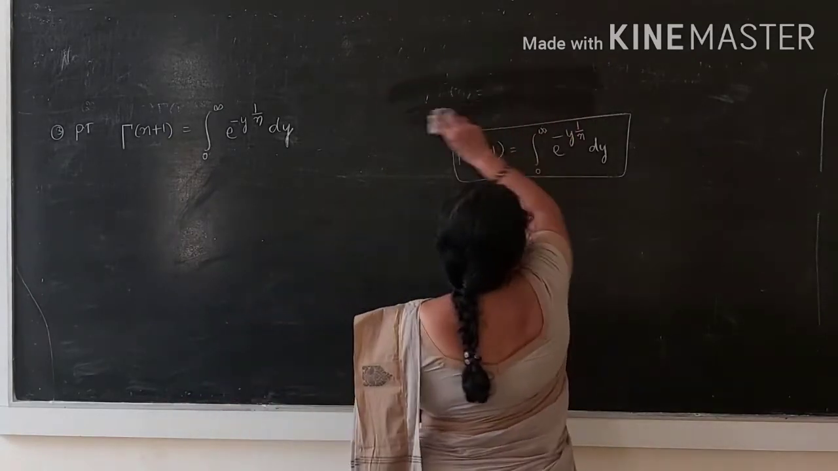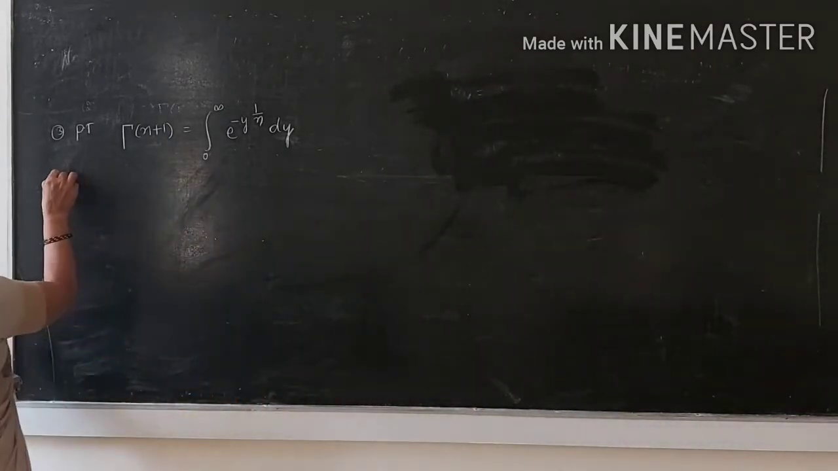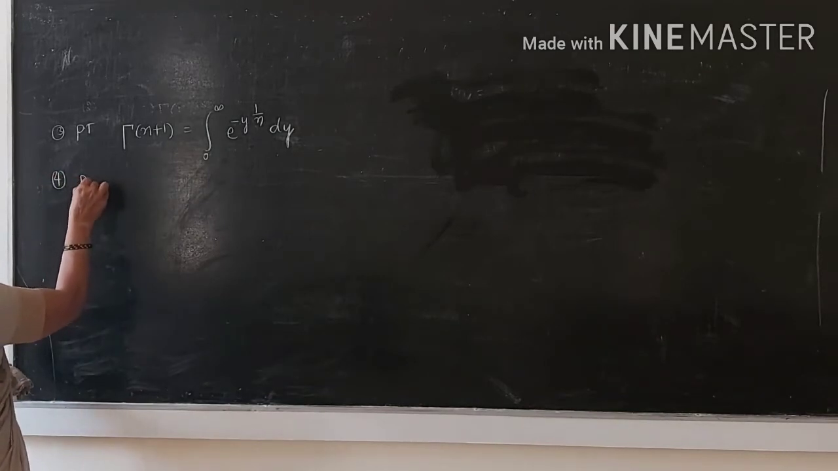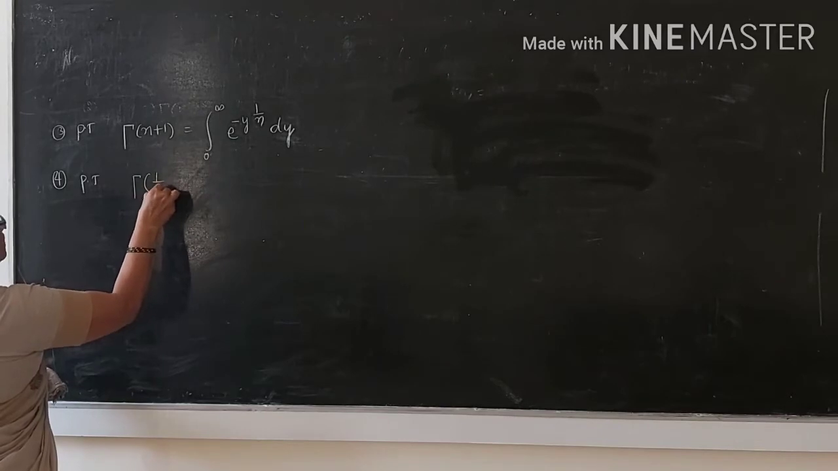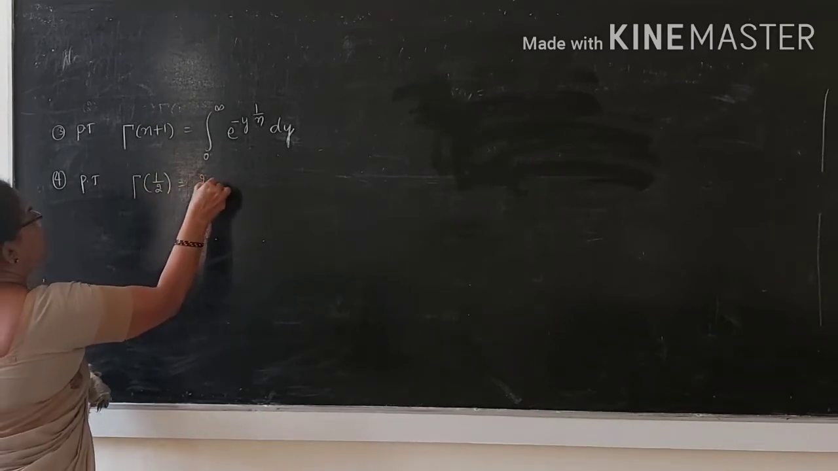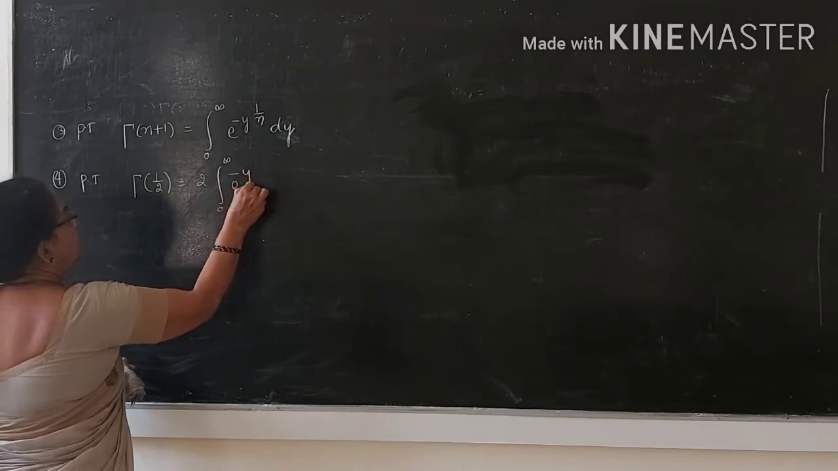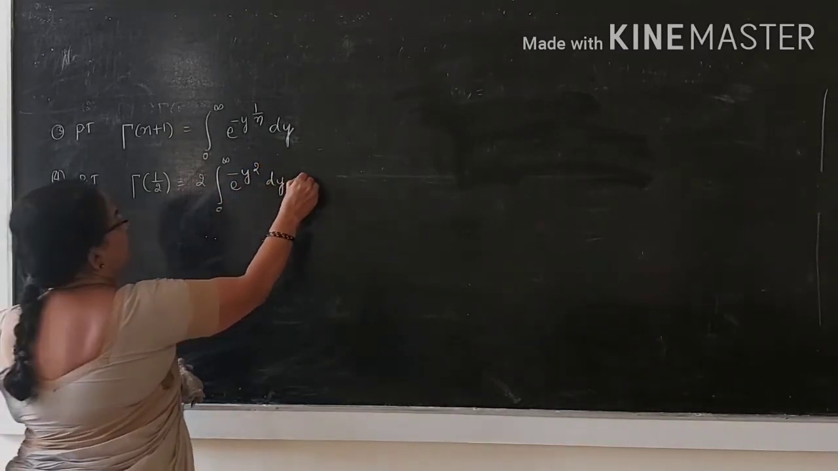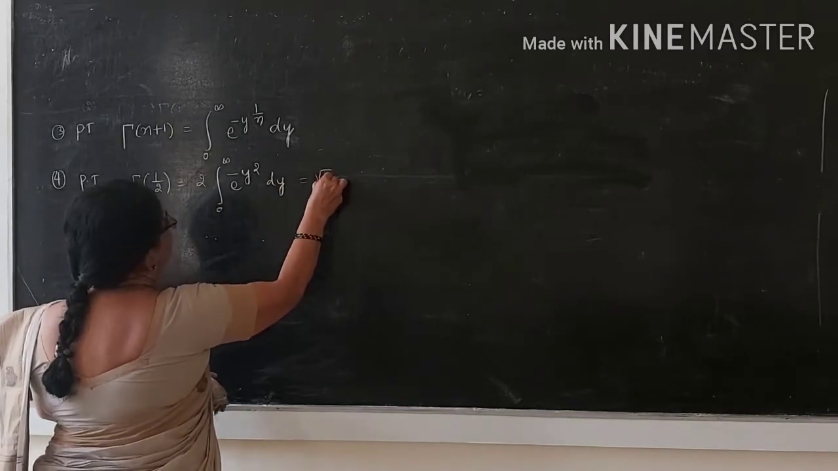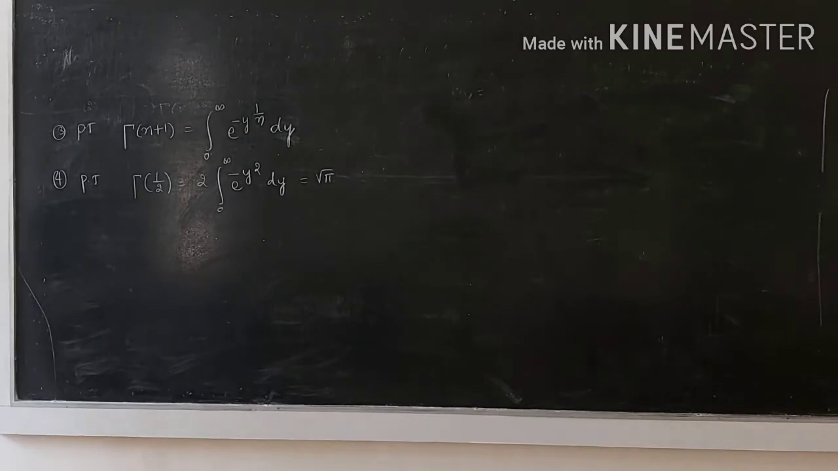Prove that gamma of 1 by 2 is equal to 2 times integral 0 to infinity e to the power of minus y square dy, which is equal to root pi. I want to prove this result. Is it okay?